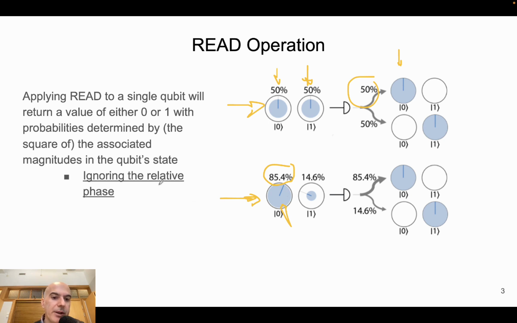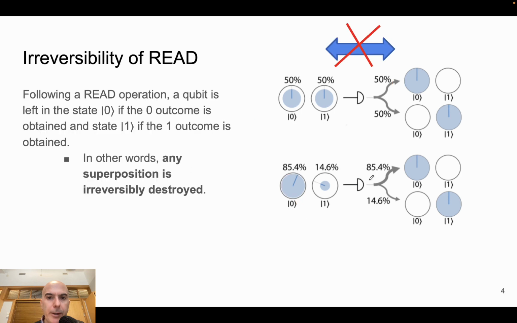The important point that we stressed in the previous lecture also is that the relative phase of the qubits, that is the phase of state 1 with respect to the phase of state 0, does not really matter when we do a measurement. So you see here, for instance, there is a relative phase, but it doesn't really impact the measurement or the read operation in any way.